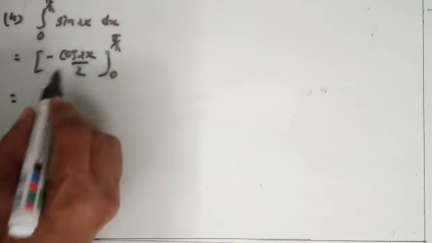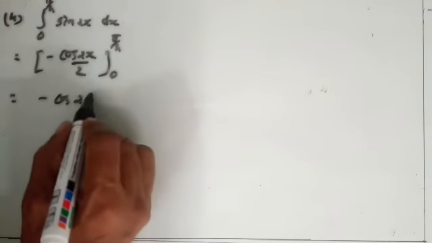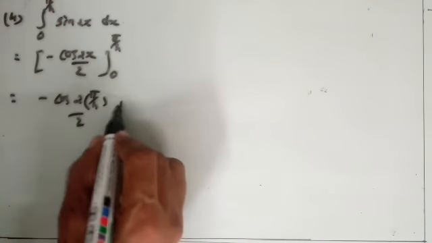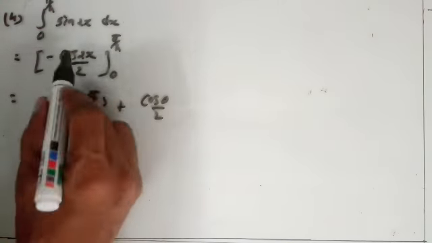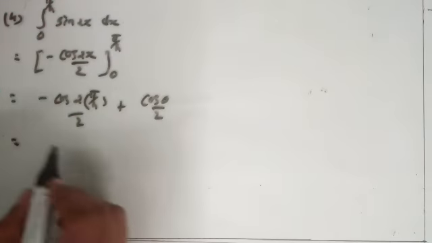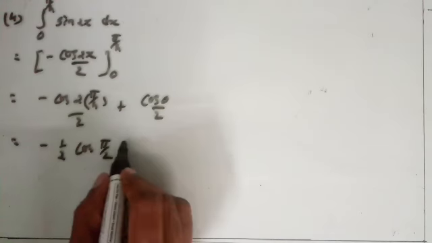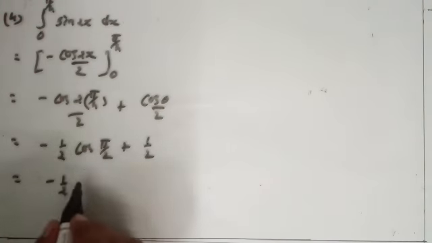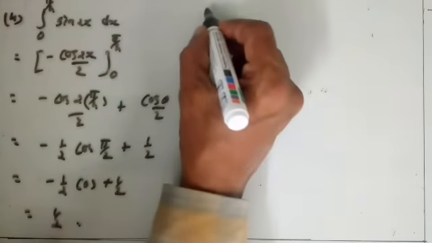So is equal to minus cos 2 into x, with x equal to pi by 4, upon 2, minus, minus, plus cos 0 upon 2. Replace x by 0, fb minus fa. So is equal to minus 1 by 2 into cos pi by 2, plus cos 0 is 1 upon 2. Cos pi by 2 is 0, plus 1 by 2. So is equal to 1 by 2. Answer clear.